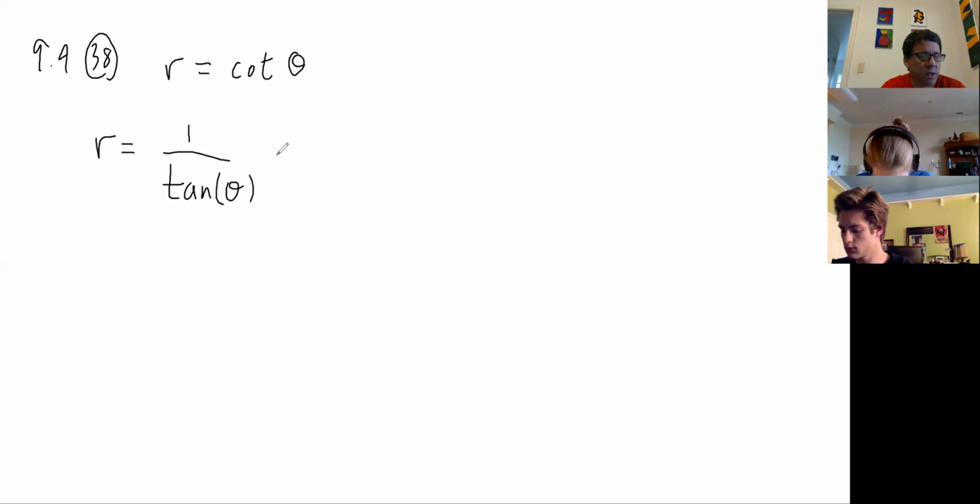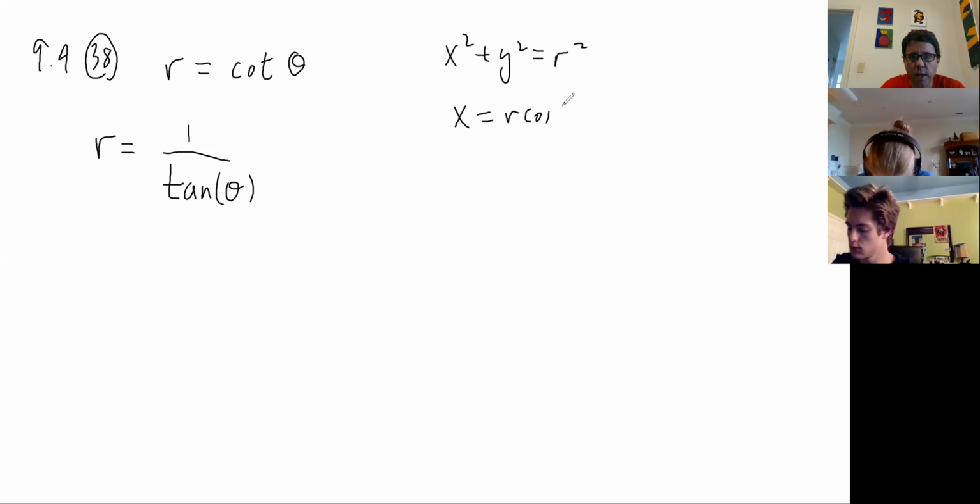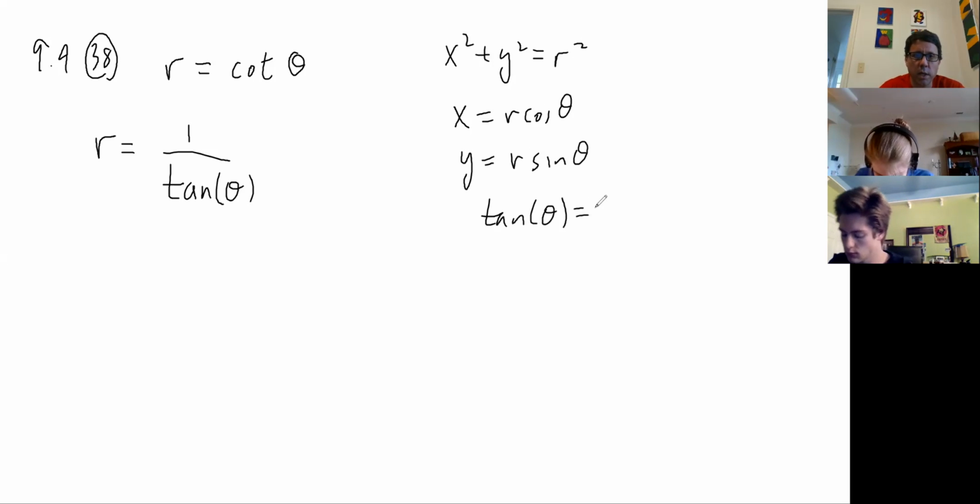That's what cotangent is. And then I go back and I look at my formulas. What do I got? I got x squared plus y squared is r squared. I got x is equal to r cosine theta. I've got y equals r sine theta. And I've got tangent equals y over x, right? Opposite over adjacent. So I've got these things to kind of play with when I'm doing this.